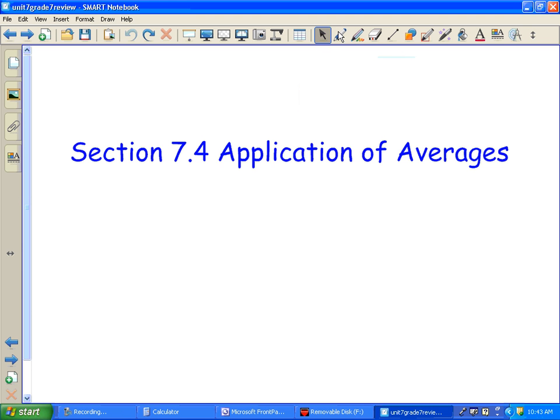Section 7.4, Applications of Averages. Now when we say averages, usually we end up talking about just the mean. In this case, it's not always going to be the mean. The average could mean the median, the mode, or the mean. They are all ways to measure the central tendency of a set of data, in other words, where the middle of the data is. But not all of them measure it in the same sort of way.